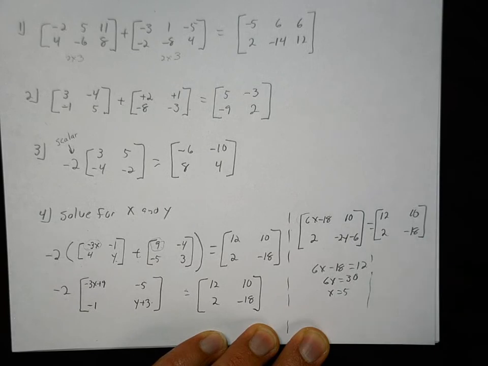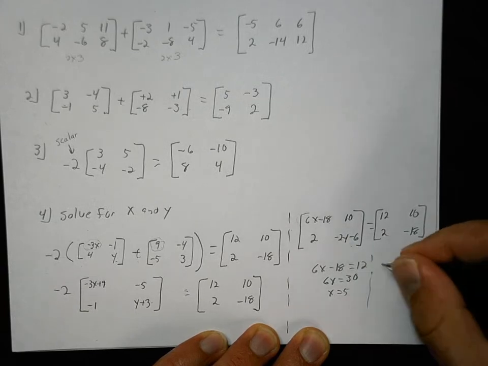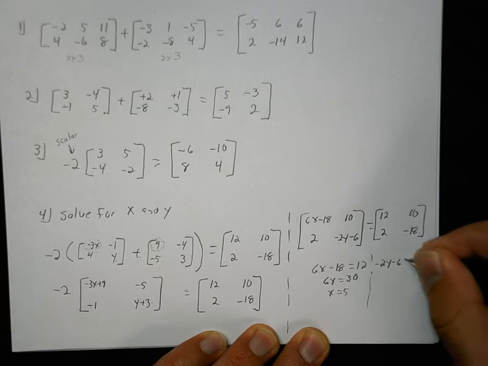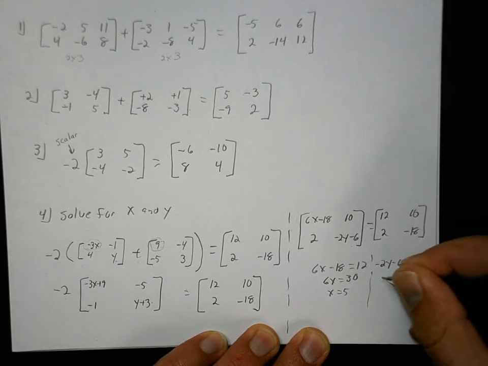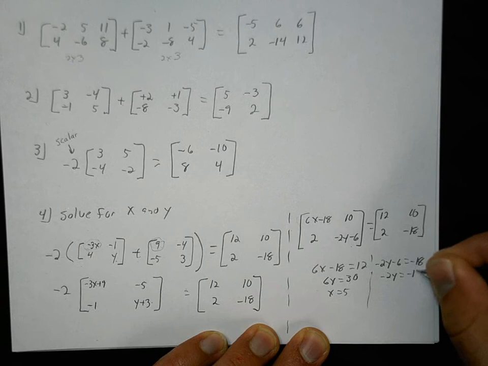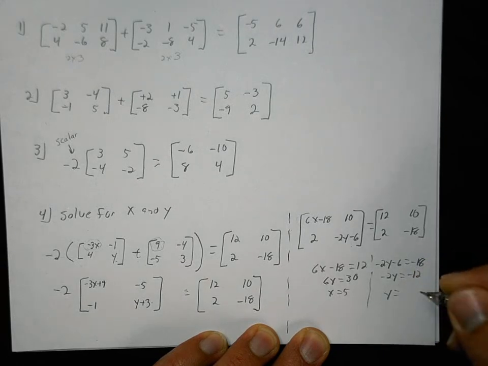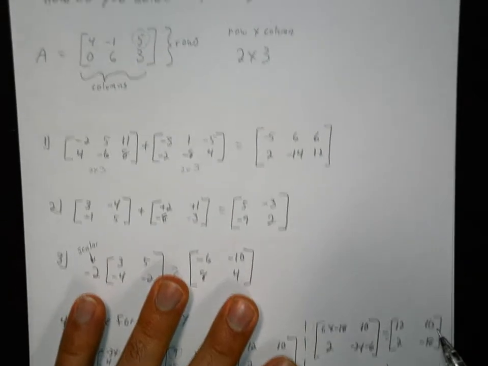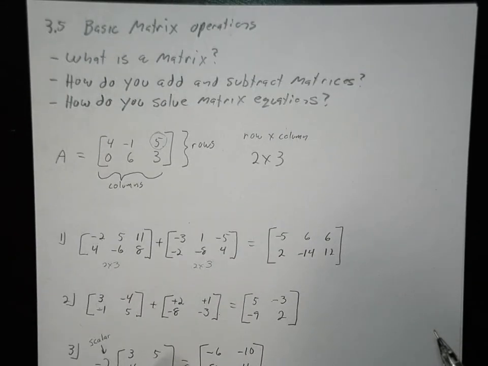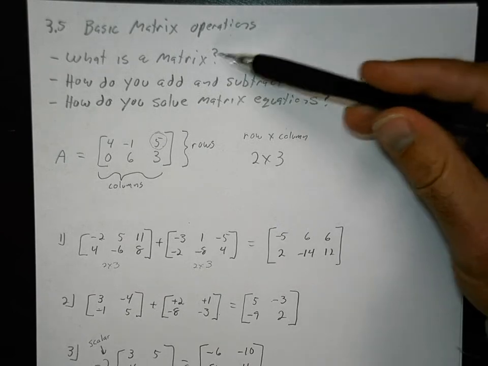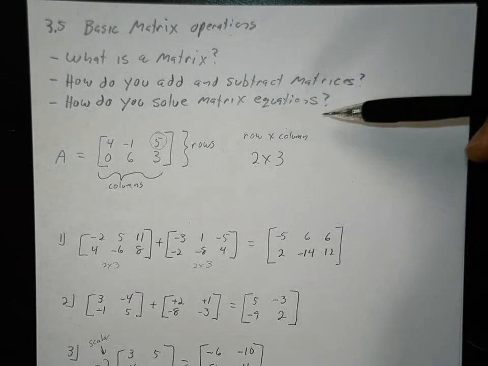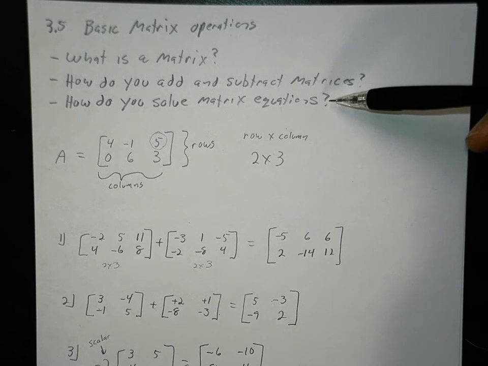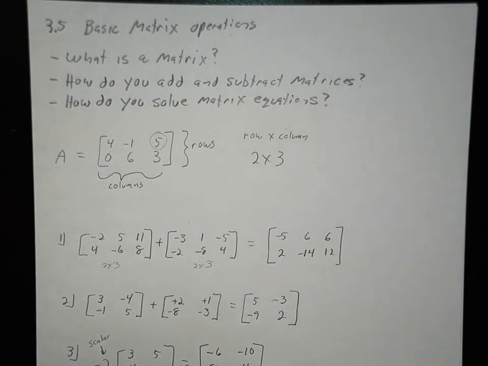Same thing over with the y's. Set negative 2y minus 6 equal to negative 18. Solve that. Looks like I get y equals 6 there. So I've solved the matrix equation. Okay, so we've looked at what a matrix is, how do you add and subtract matrices, and how do you solve matrix equations. Okay, that's it for section 3.5.